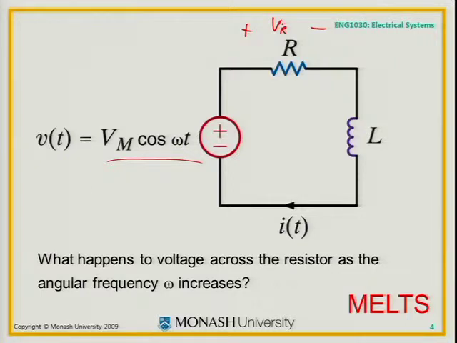So roughly speaking, in terms of what happens to the amplitude of the voltage across the resistor, 20 out of 57 say it decreases, 18 out of 57 say increases, 14 out of 57 say stays the same. Well, I can show you what happens.